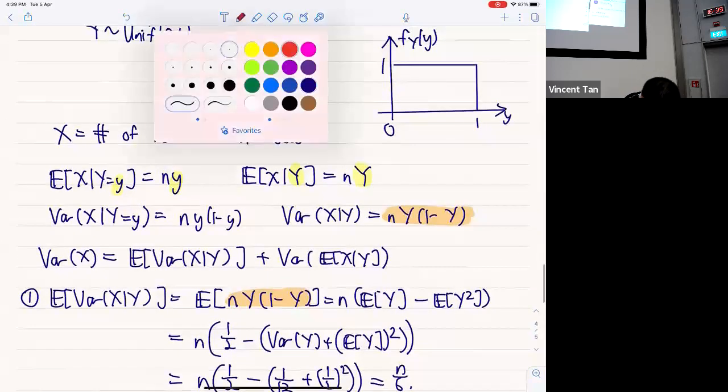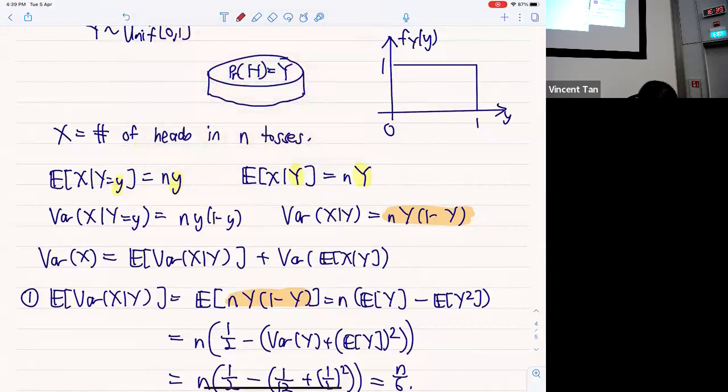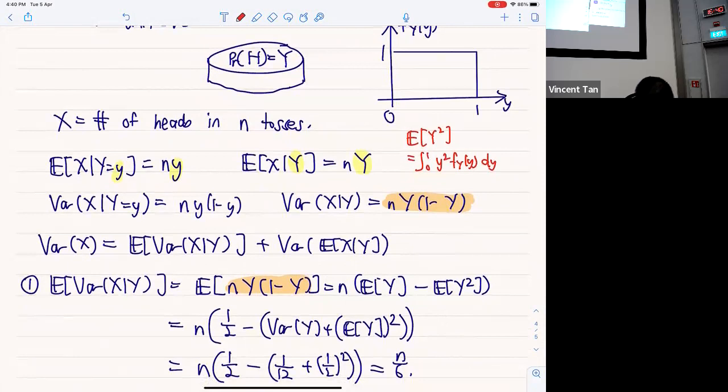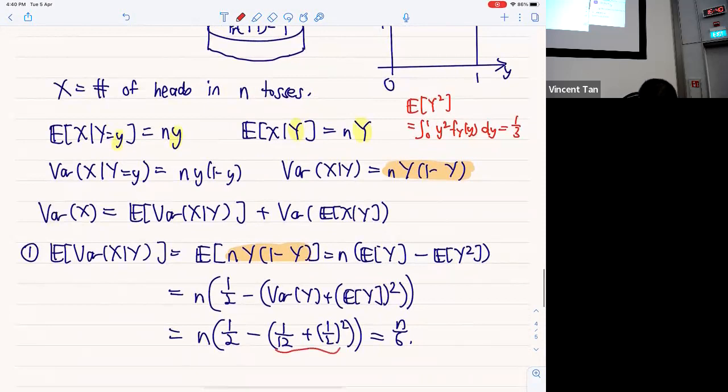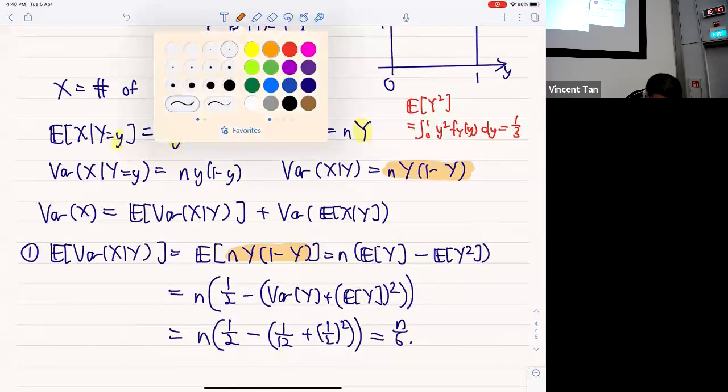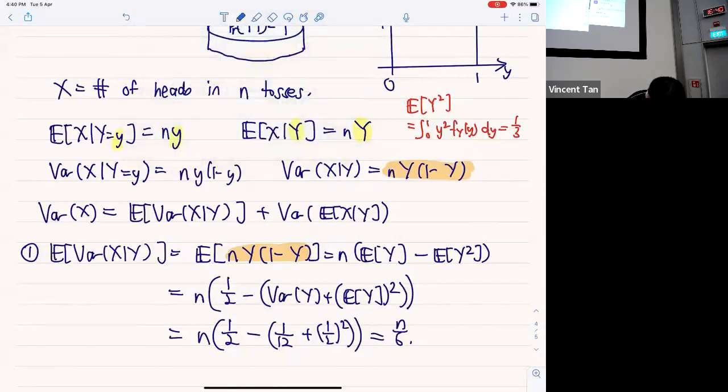Now, what is a more primitive way of calculating this? The expectation value of Y squared, you can just integrate y squared times f(y), which is equal to 1, dy from 0 to 1. This one will give you 1/3. I look at it, I know it's 1/3. And this one is 1/4 plus 1/12, which is 1/3, which is correct. So now we have tackled the first part.